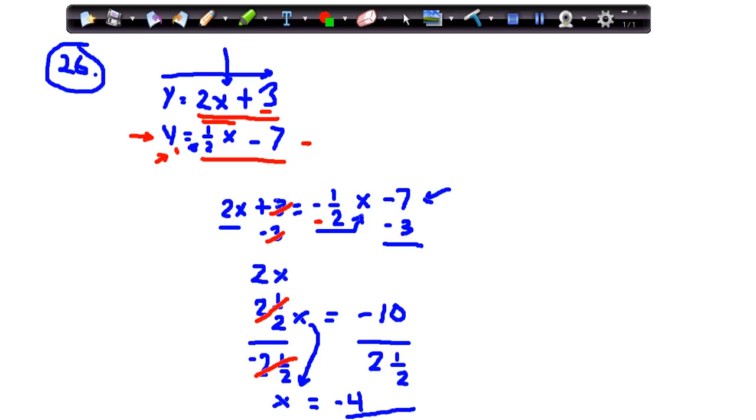Let's see if I can do it over here without erasing so you can follow along with what we did here. Okay, so let's go ahead and do it. I think we can do it without erasing it. So y equals 2x, but we know x is what? -4. Plus 3.